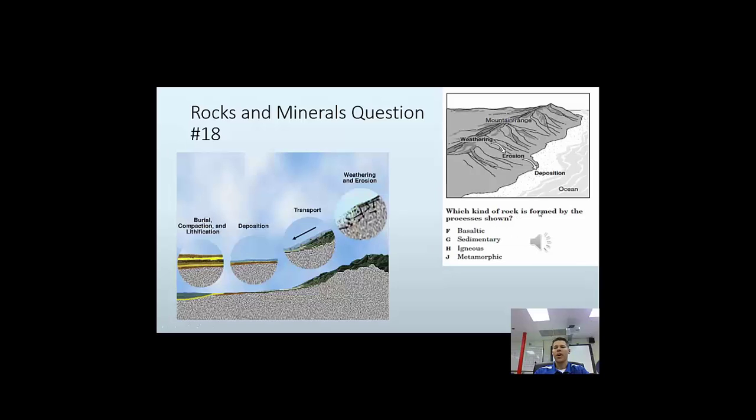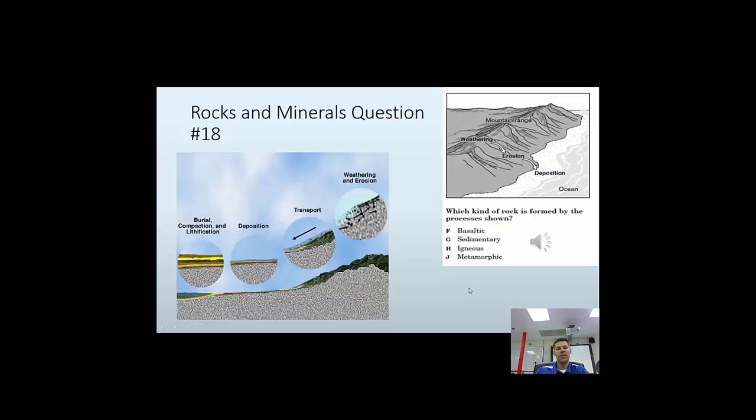So which kind of rock is formed by the processes shown here? So we have a mountain range, and we see that rocks are being broken down by weathering. They're being carried away through erosion, and they're being deposited or dropped off along the coast. So what type of rocks do we have that are made through weathering and erosion, transport, deposition, burial, compaction, and lithification, meaning turned to stone?